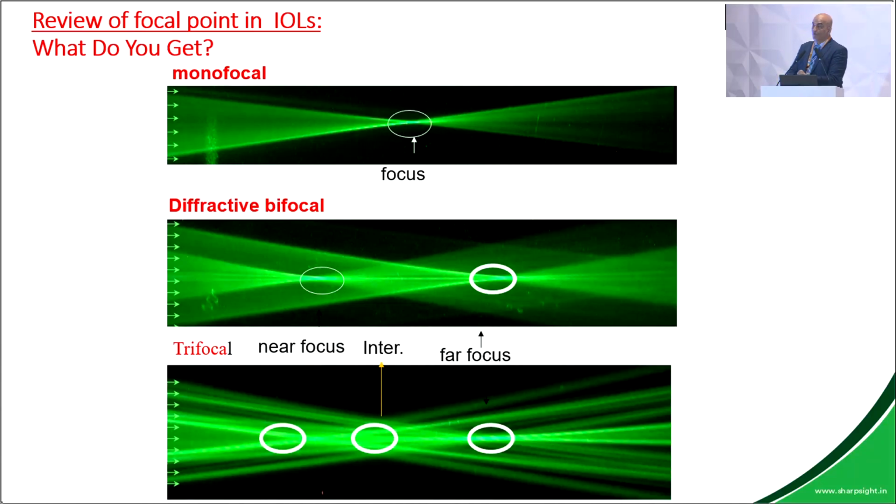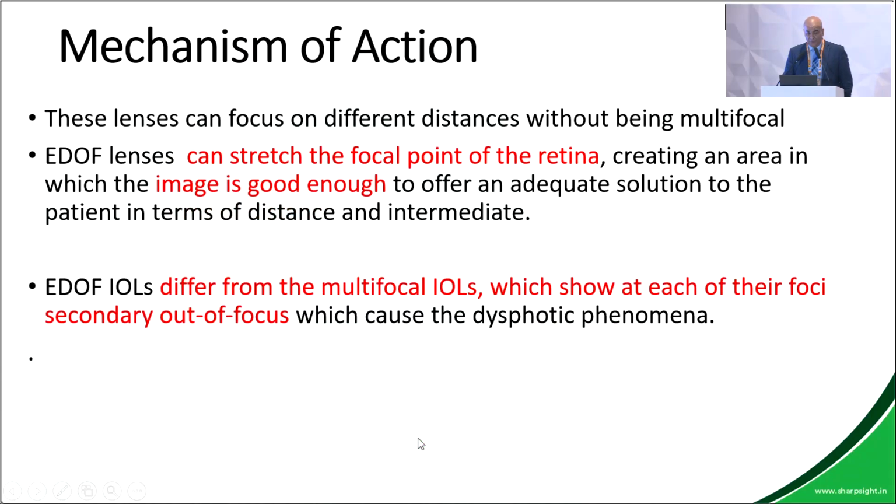So this is how a monofocal lens will be. Can I have a pointer, please? Okay, let's work with this. A monofocal will have a single point of focus, a diffractive bifocal will have two points of focus, and a trifocal will have three points of focus.